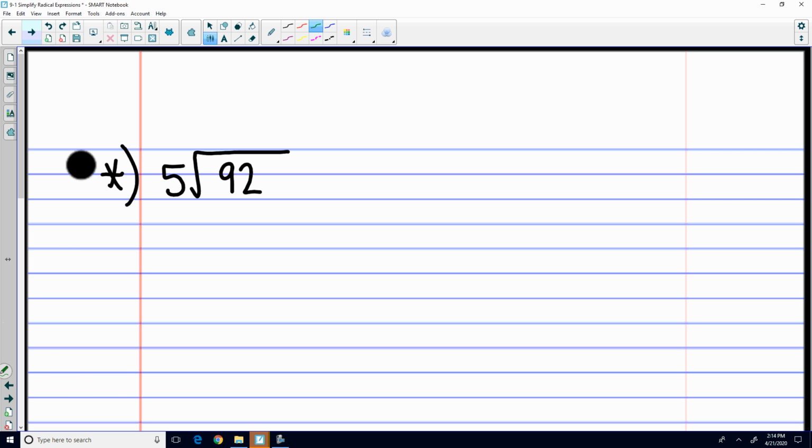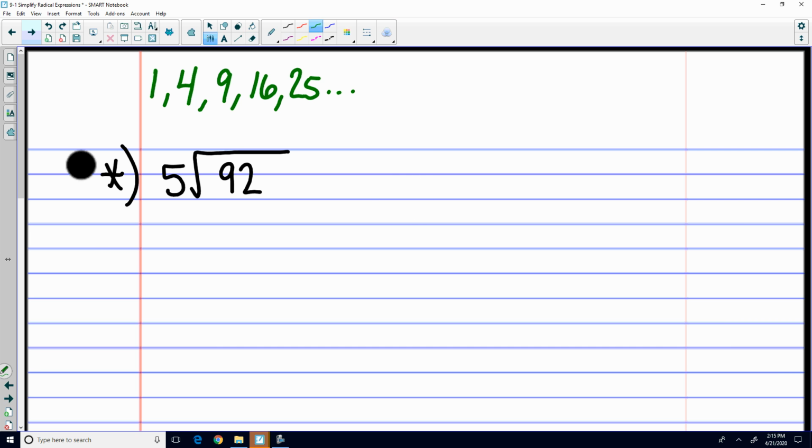We need to go ahead and figure out what perfect squares are in here. So off the top of my head, this is a harder one. So 1, and we never use 1, but 1, 4, 9, 16, 25. What I'm going to do is just grab my calculator and start dividing. So I'm going to take 92 divided by 4 on my calculator to see what I get.